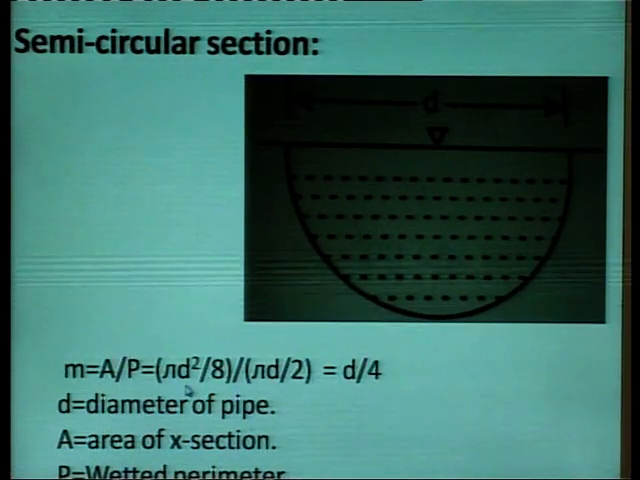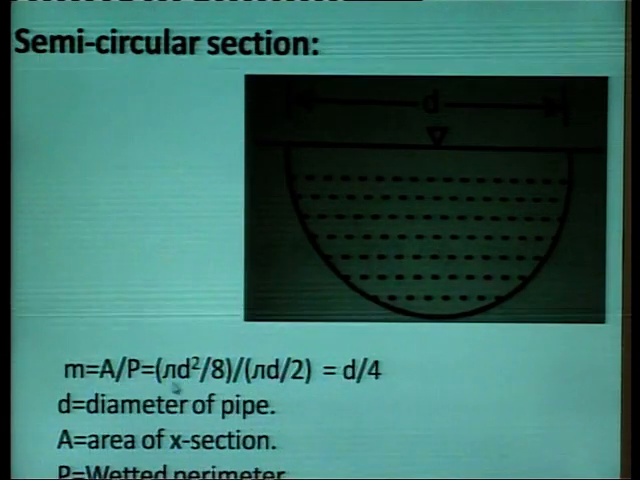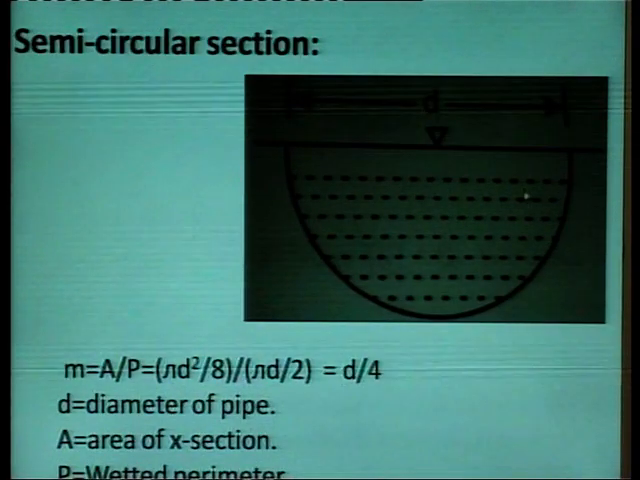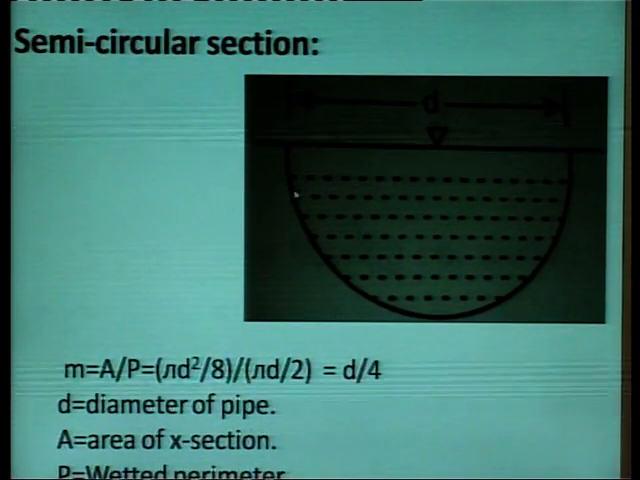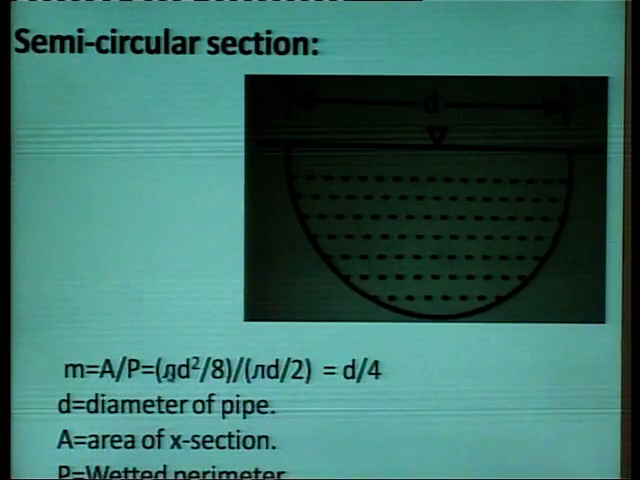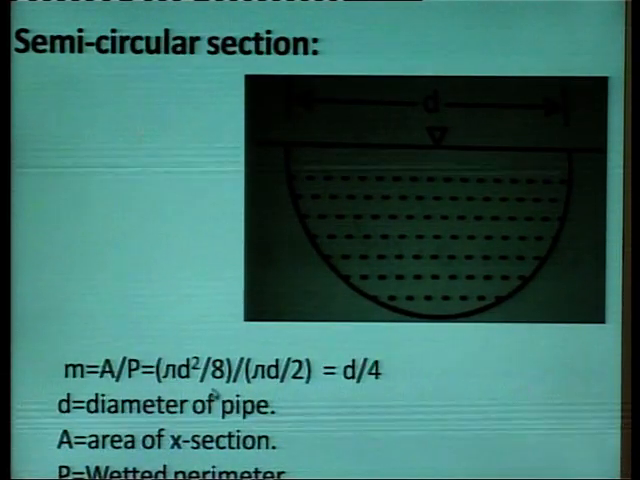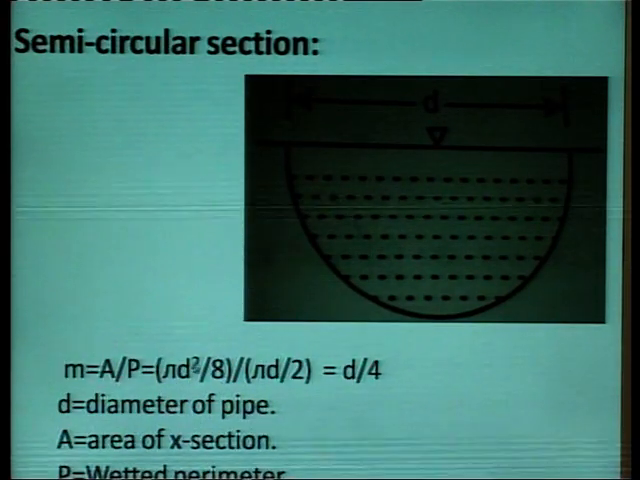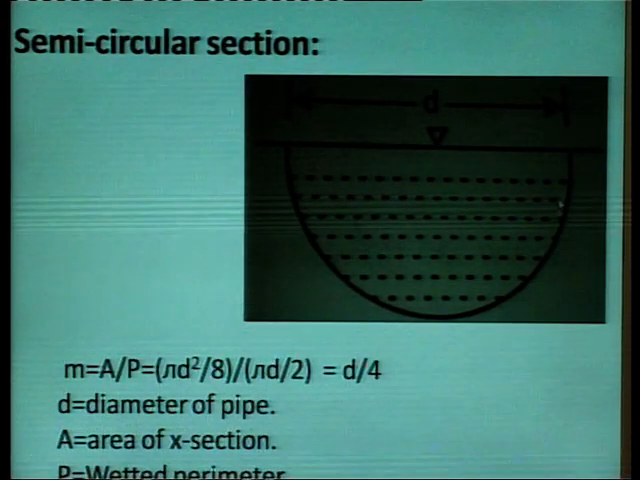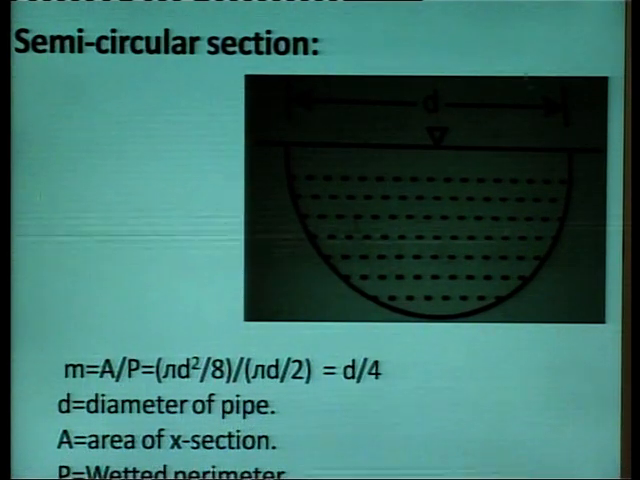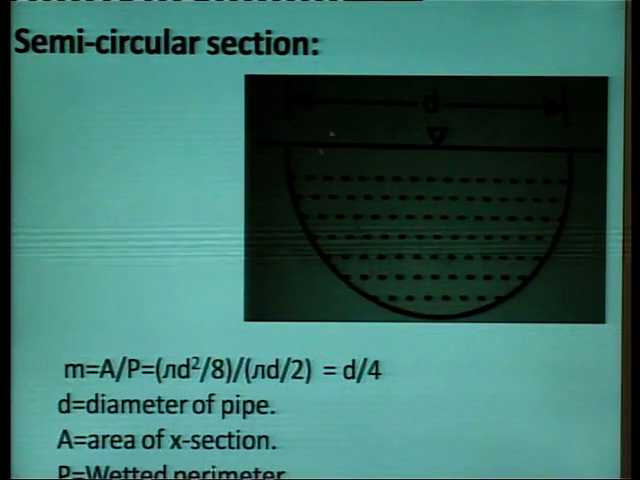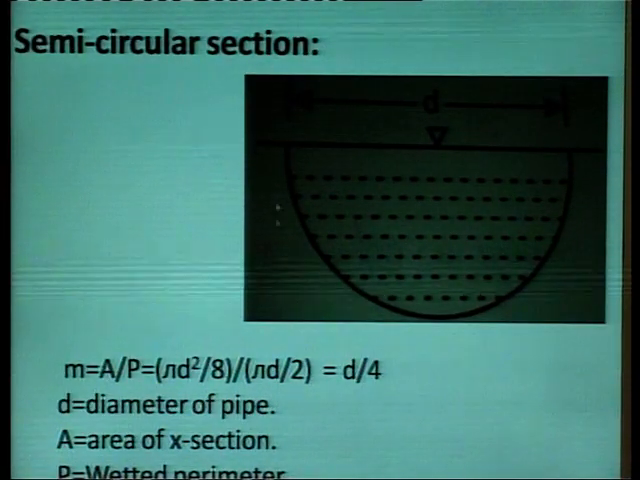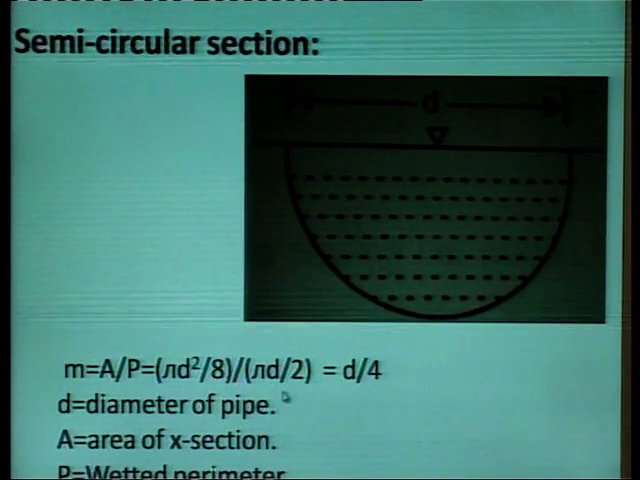The area, which we have already studied, is pi d square divided by 4, and then we take half because it is a semicircle. That is, pi d square divided by 4, the half means pi d square by 8. And then comes the wetted perimeter. The total circumferential length is 2 pi r or pi into d, and we have to take half of that, so pi d divided by 2.